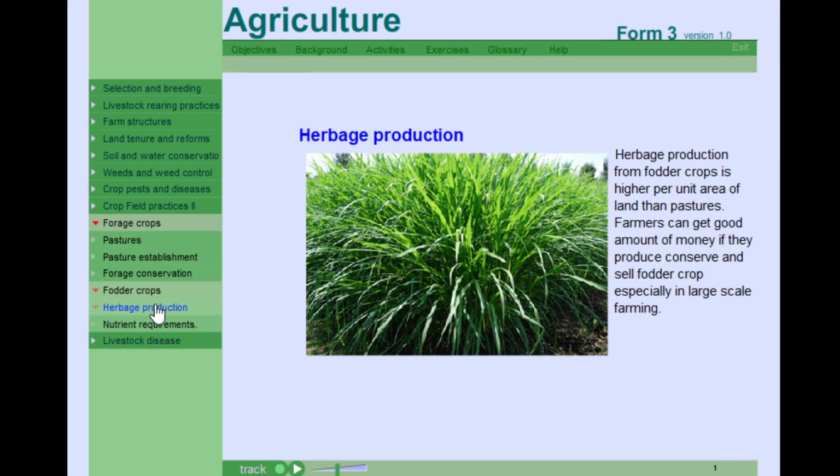Herbage production. Herbage production from fodder crops is higher per unit area of land than pastures. Farmers can get good amount of money if they produce, conserve, and sell fodder crops, especially in large-scale farming.